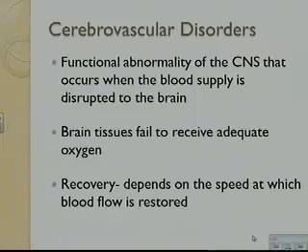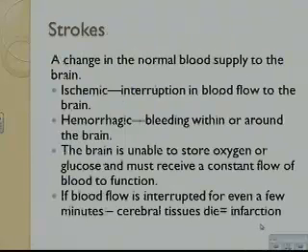But just to let you know, it's a functional abnormality of the CNS, the central nervous system, that occurs when the blood supply is disrupted to the brain. If there's disruption to the blood supply to my brain, that becomes a neurological disorder then. Brain tissues fail to receive adequate oxygen, I just got through saying too, and recovery depends on how quickly you can get the flow going.